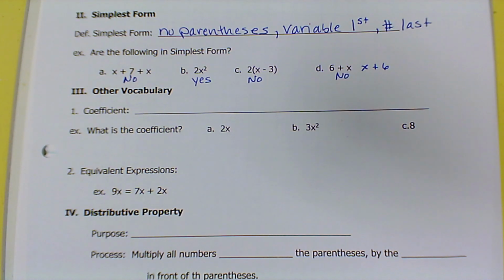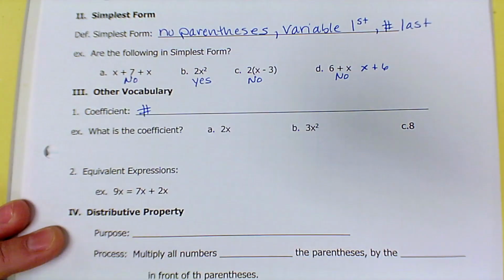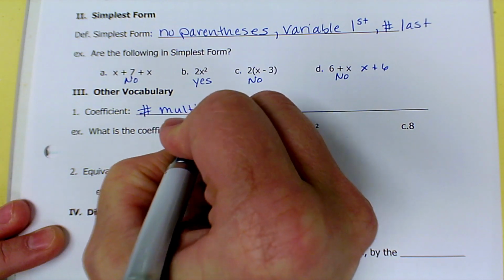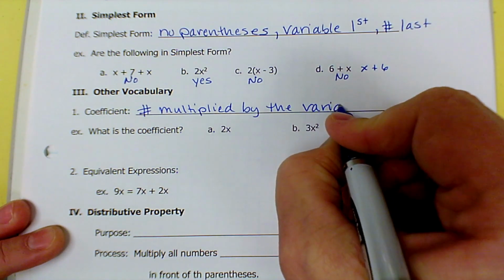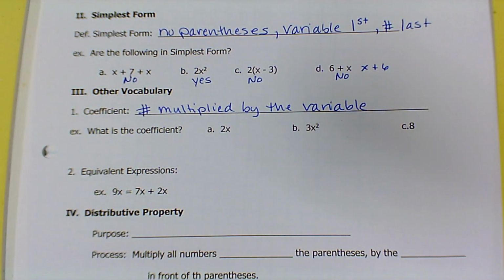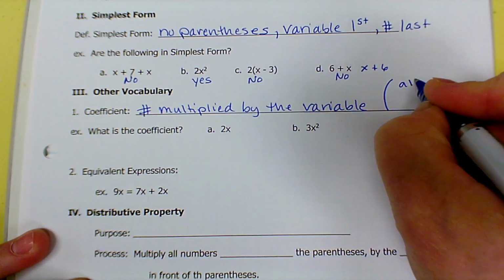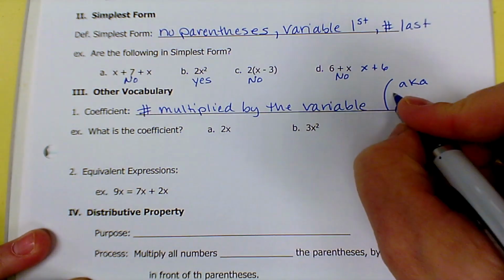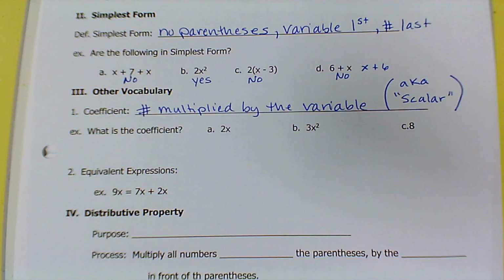All right, Roman numeral 3, other vocabulary, coefficient. The coefficient is the number multiplied by the variable. The number multiplied by the variable. And again, variable just means an x or y. So the number multiplied by the variable. I use coefficient sometimes. Math people, AKA also known as scalar. And the scalar is pretty much any number in front of a grouping symbol.